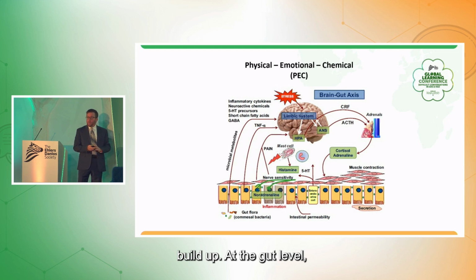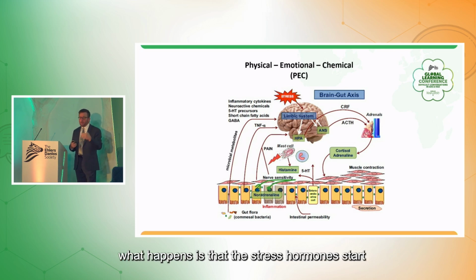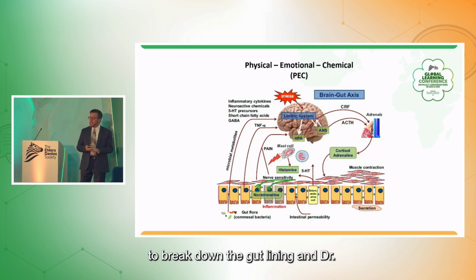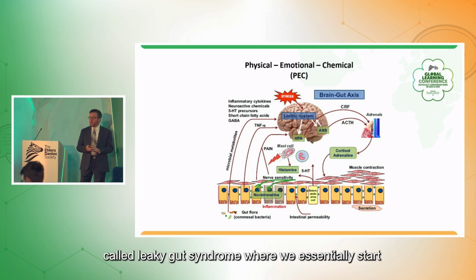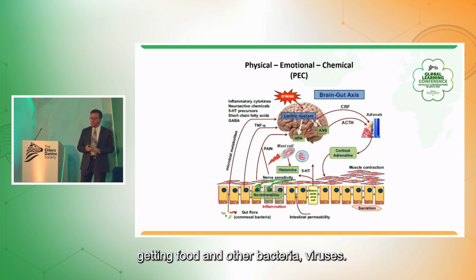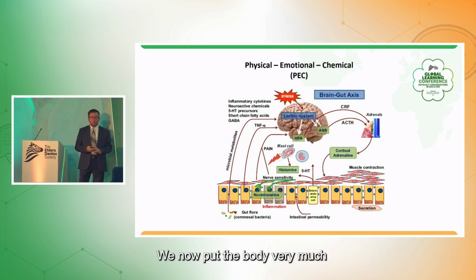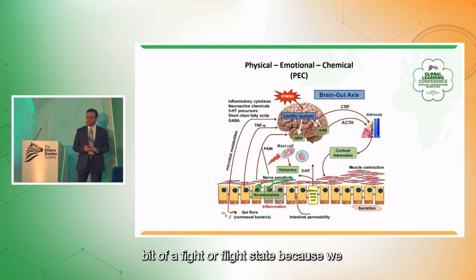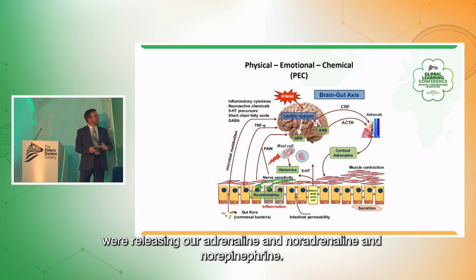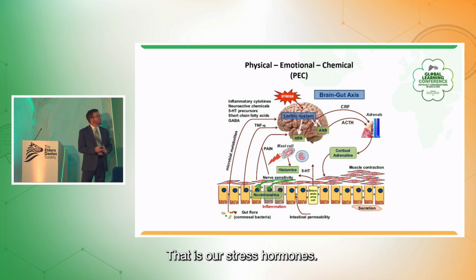At the gut level, what happens is that the stress hormones start to break down the gut lining. And Dr. Aziz talked about it yesterday, that this is called leaky gut syndrome, where we essentially start getting food and other things, bacteria, viruses, getting through the gut lining that really shouldn't be in there. And so what happens, we now put the body very much more into a fight or flight state. Well, the challenge is we were already in a bit of a fight or flight state because we were releasing our adrenaline, noradrenaline and norepinephrine, that is our stress hormones.